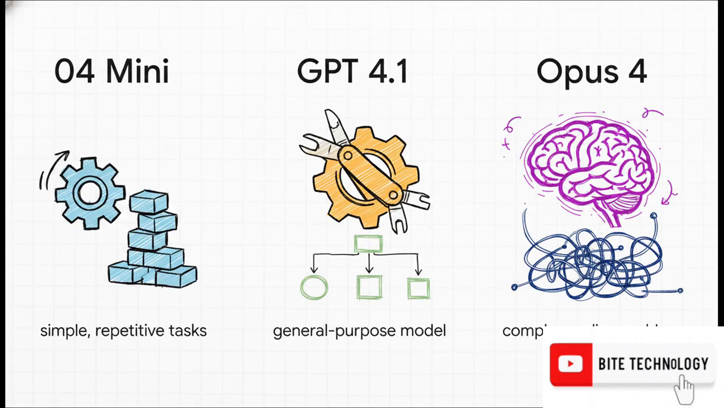So, you've just unlocked this treasure chest of AI models. Now, which one do you choose? Well, it all depends on the job. For simple, repetitive stuff, like writing boilerplate or refactoring, a lightweight model like O4 Mini is fast and it's perfect. For your day-to-day general coding questions, GPT 4.1 is a reliable workhorse. But when you're tackling a really tough architectural problem, that's when you bring out the big guns like Opus 4.